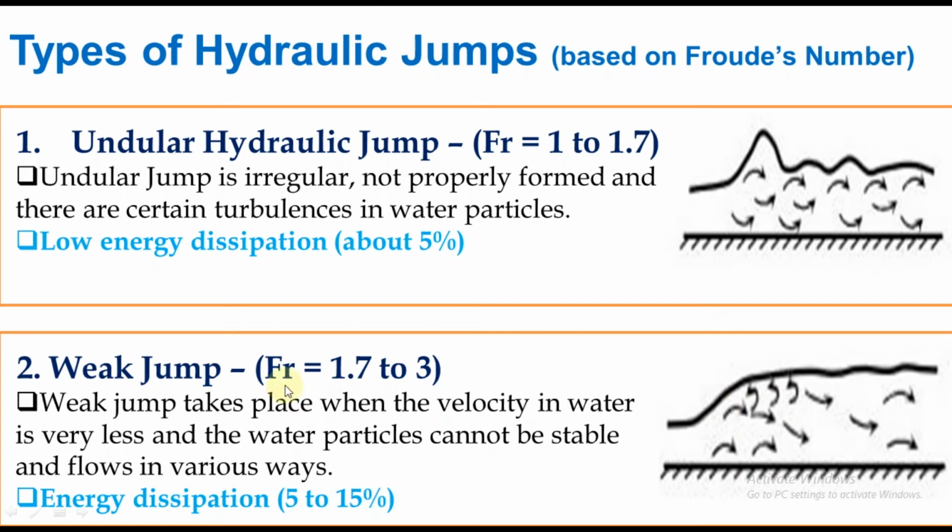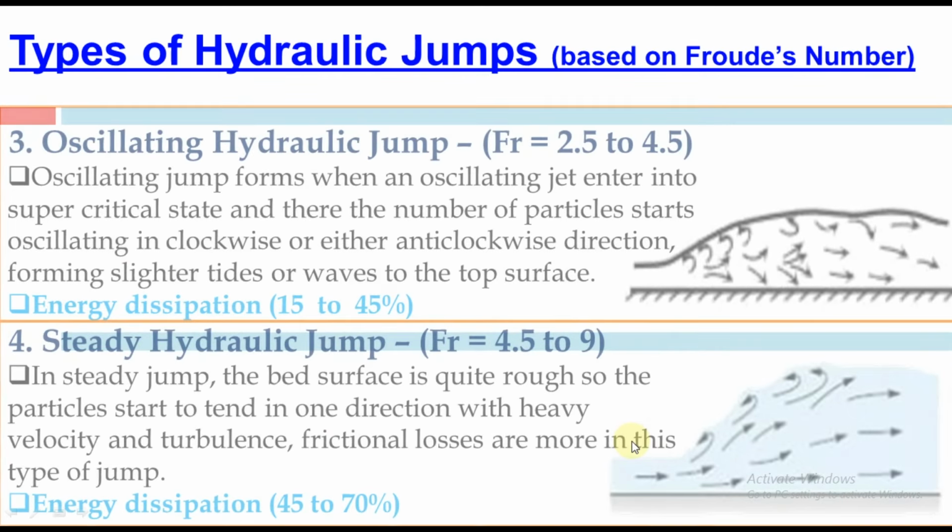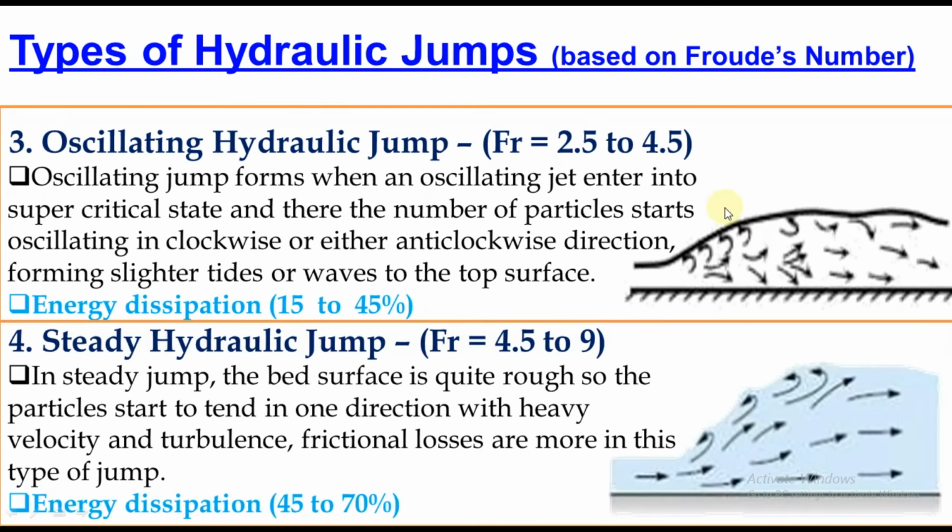For the weak jump, the Froude number ranges between 1.7 and 3, and energy dissipation is between 5% and 15%. The next one is the oscillating hydraulic jump. The oscillating hydraulic jump forms when the oscillating jet enters the supercritical state, and a number of particles start oscillating in a clockwise or anti-clockwise direction, which forms slight tides or waves at the top surface of the water.